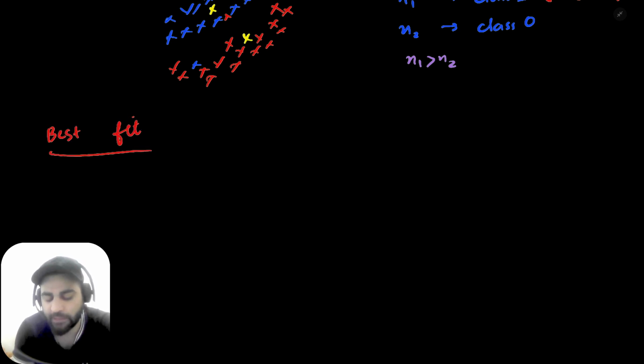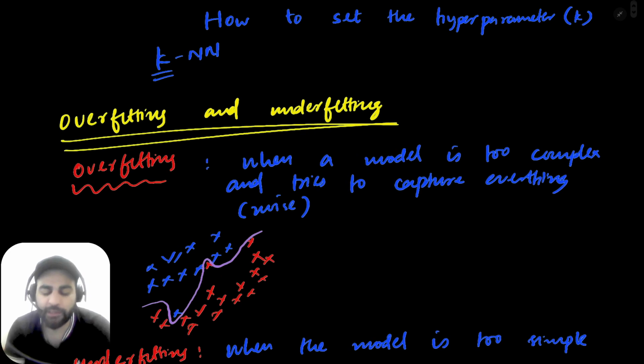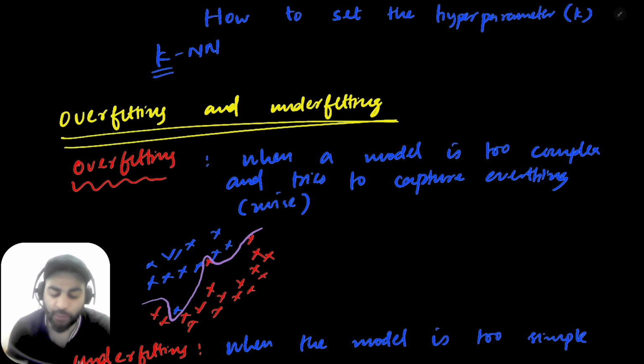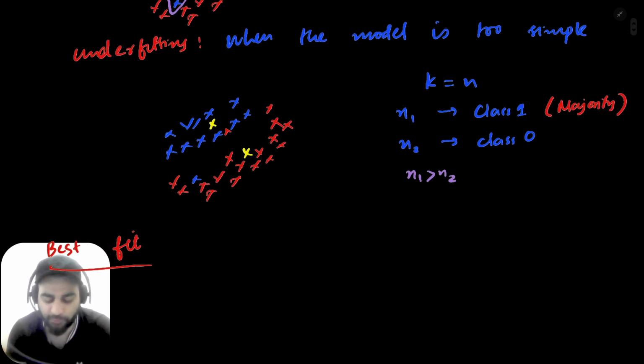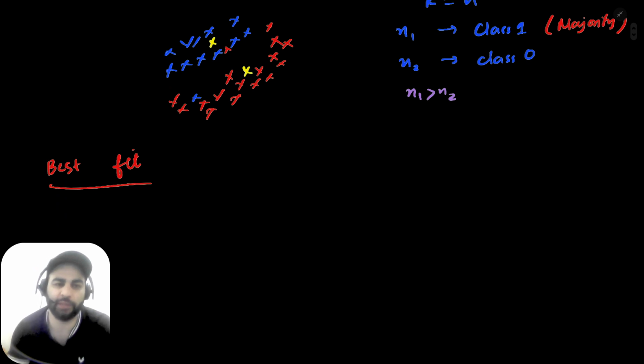Best fit. Now we saw that this k, if we set it in a certain way, we can underfit or overfit the model. So the topic was how to set the hyperparameter. When we set the hyperparameter in a certain way, we can get underfitting or overfitting. Now we need to find a best fit. So we will do that with the help of k. So that's a hyperparameter.